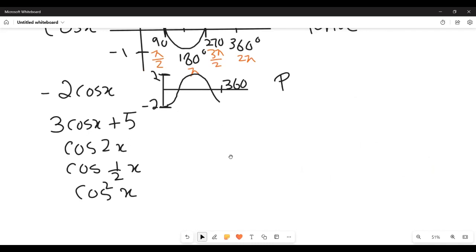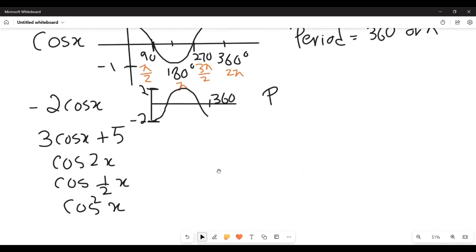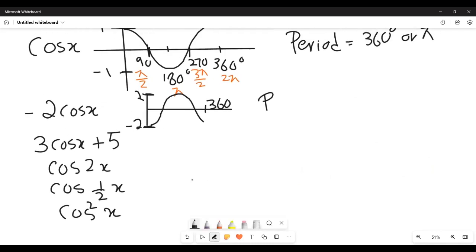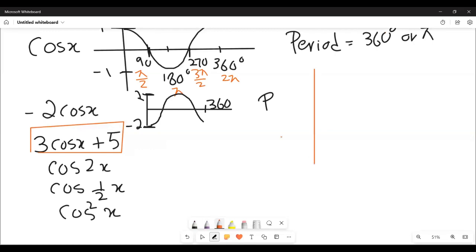Moving on to 3 cos x plus 5. Okay, now what happens? The cos x graph becomes larger. Its magnitude becomes 3. But it also goes 5 units up. So move the central line first. The central line is initially this, 0. But now it's going to be 5. Make the new central line first.